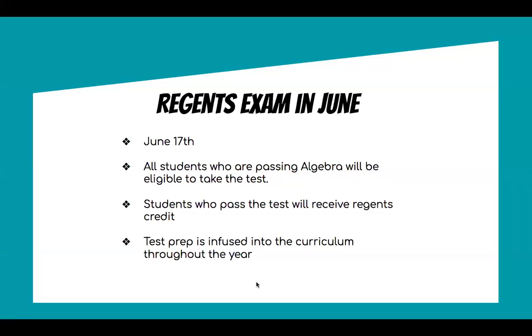So here in June, there's always something called Regents Week. They'll be more well-versed with that in high school, but at the end of this year, they're going to be taking an Algebra 1 Regents, for anybody that is passing the algebra at that time. It'll be on June 17th. Students who pass the test will receive Regents credit, which will be criteria for high school as well.